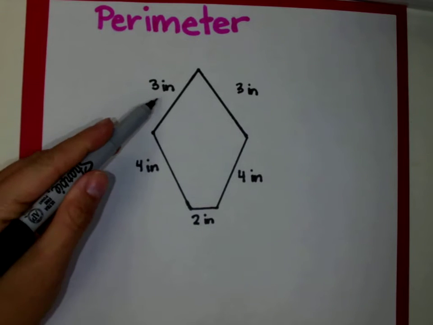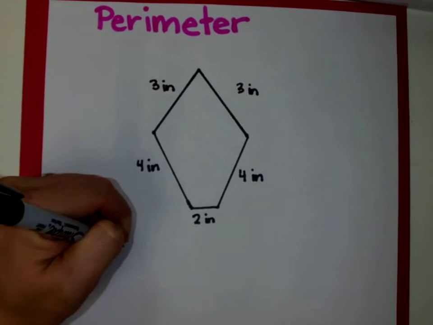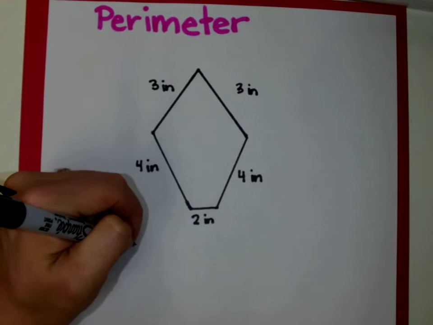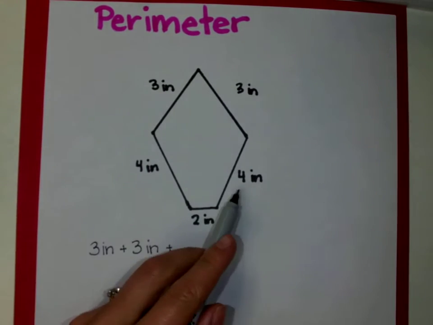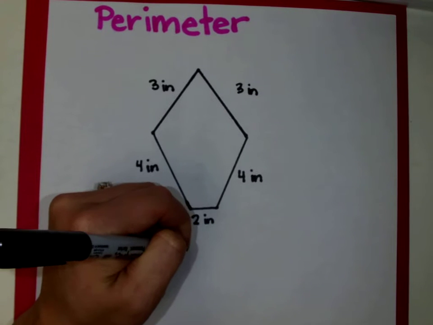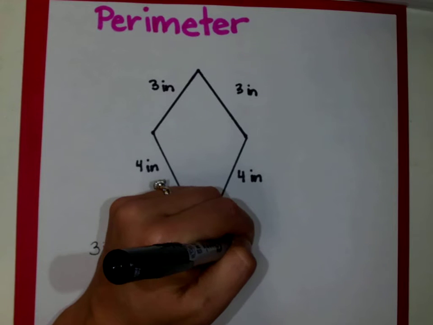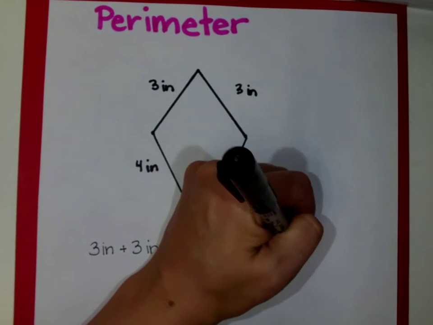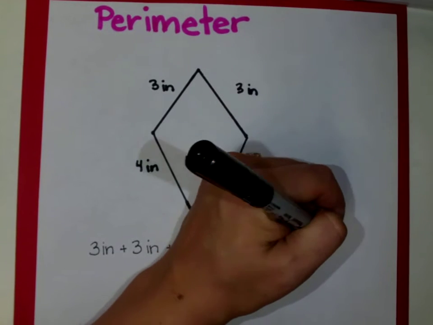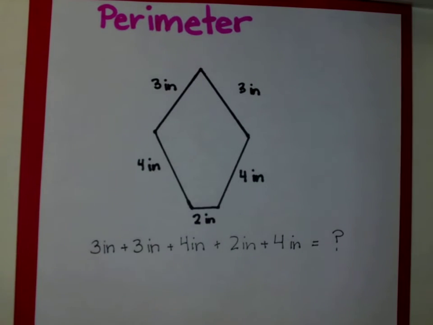So I'll start with this side here. So I have 3 inches plus 3 more inches plus 4 inches plus 2 inches plus 4 inches equals something. We don't know yet. So there's our equation for this polygon's perimeter.